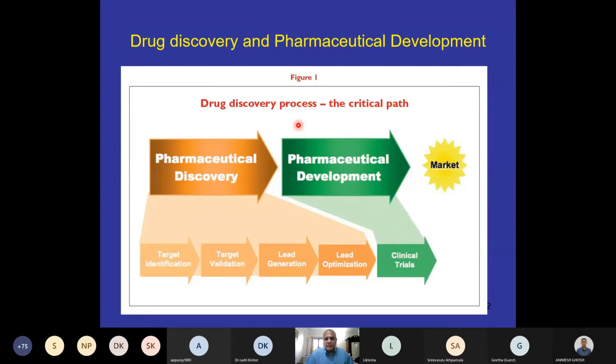Drug discovery is a very long process. It takes more than 10 years to put a drug in the market. Once the drug molecule is selected by the drug discovery team, which is the chevron arrowhead on the left side in brown color, the optimized drug molecule is handed over for pharmaceutical development, which is finding the optimal formulation that will make it into a tablet.